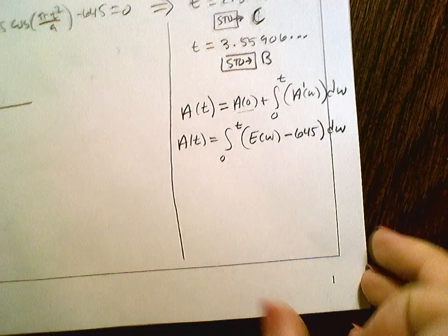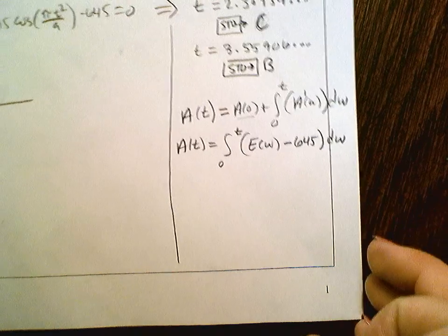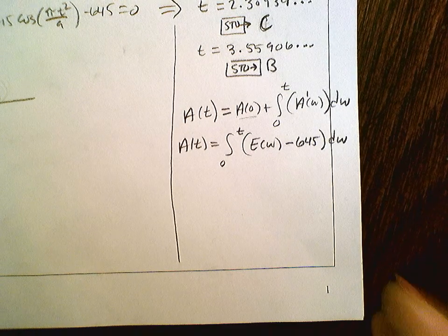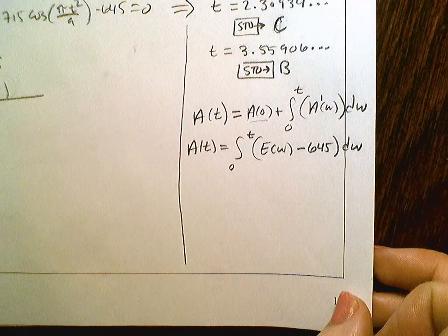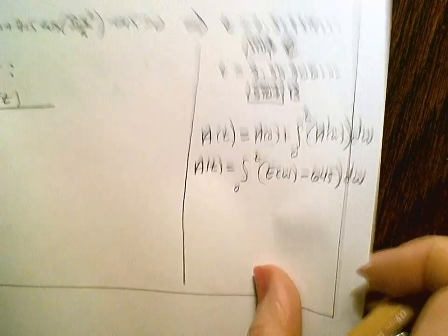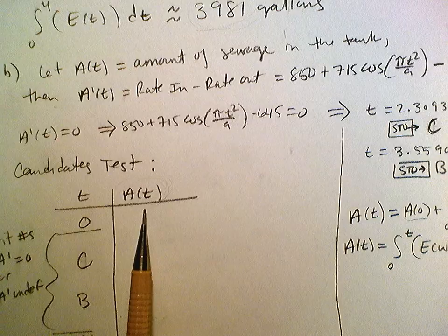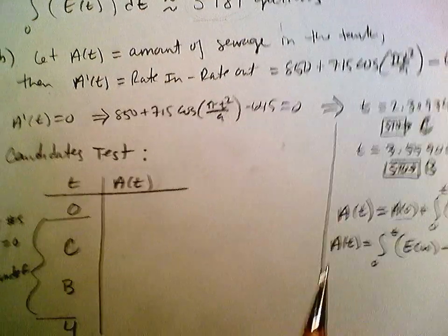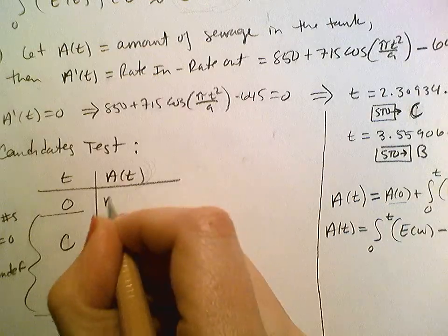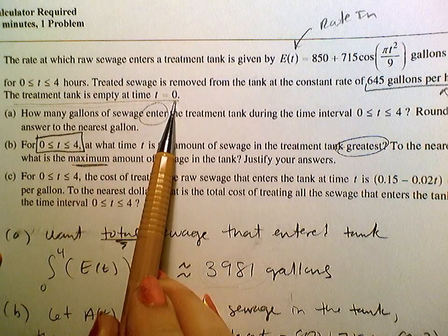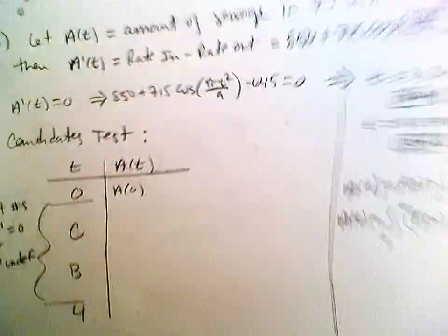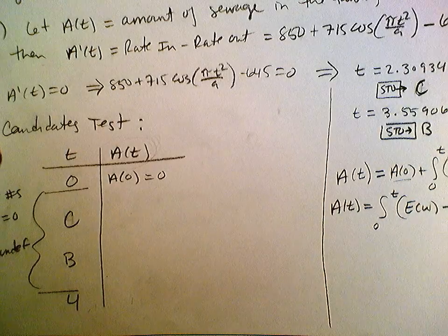Okay? And if you feel yourself losing concentration, just pause the video, come back to it later when your mind is more fresh. But you want to understand everything that I'm doing. Okay, so that's what we're going to use right here. First we need A of 0. Well, guys, they already told us that the treatment tank is empty at time t equals 0. So A of 0 equals 0.